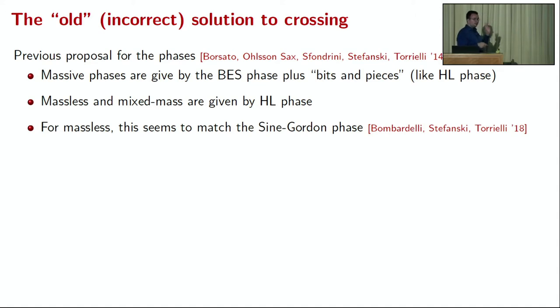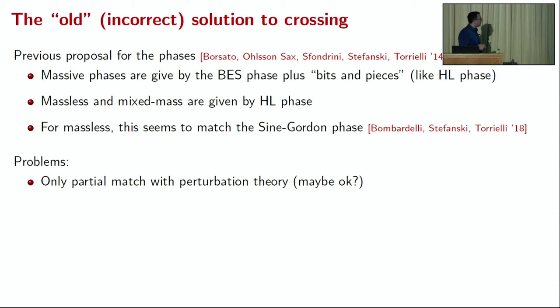Now, when you try to use this to do TBA, you run into several problems. One first thing that we noticed already when we made this proposal is that not everything matches with perturbation theory, but perturbation theory is super tricky here because there are infrared divergences all over the place. So it might very well have some issues due to infrared divergences. When I say perturbation theory, I mean one loop near-BMN calculations on the worldsheet of the string. There is no way to do this perturbation theory from the dual in this model.